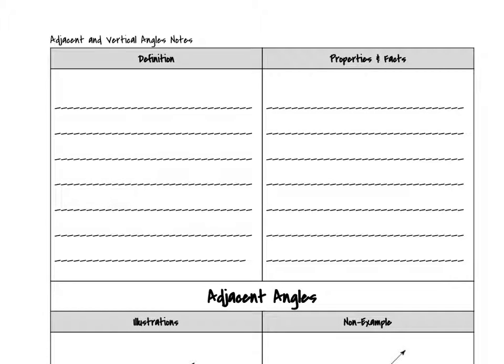In this video, we're going to be continuing to talk about different types of angles, adjacent angles, and vertical angles. So make sure, first of all, that you are on the page that says adjacent angles. Right here, make sure you are on that page. It should say page 1.